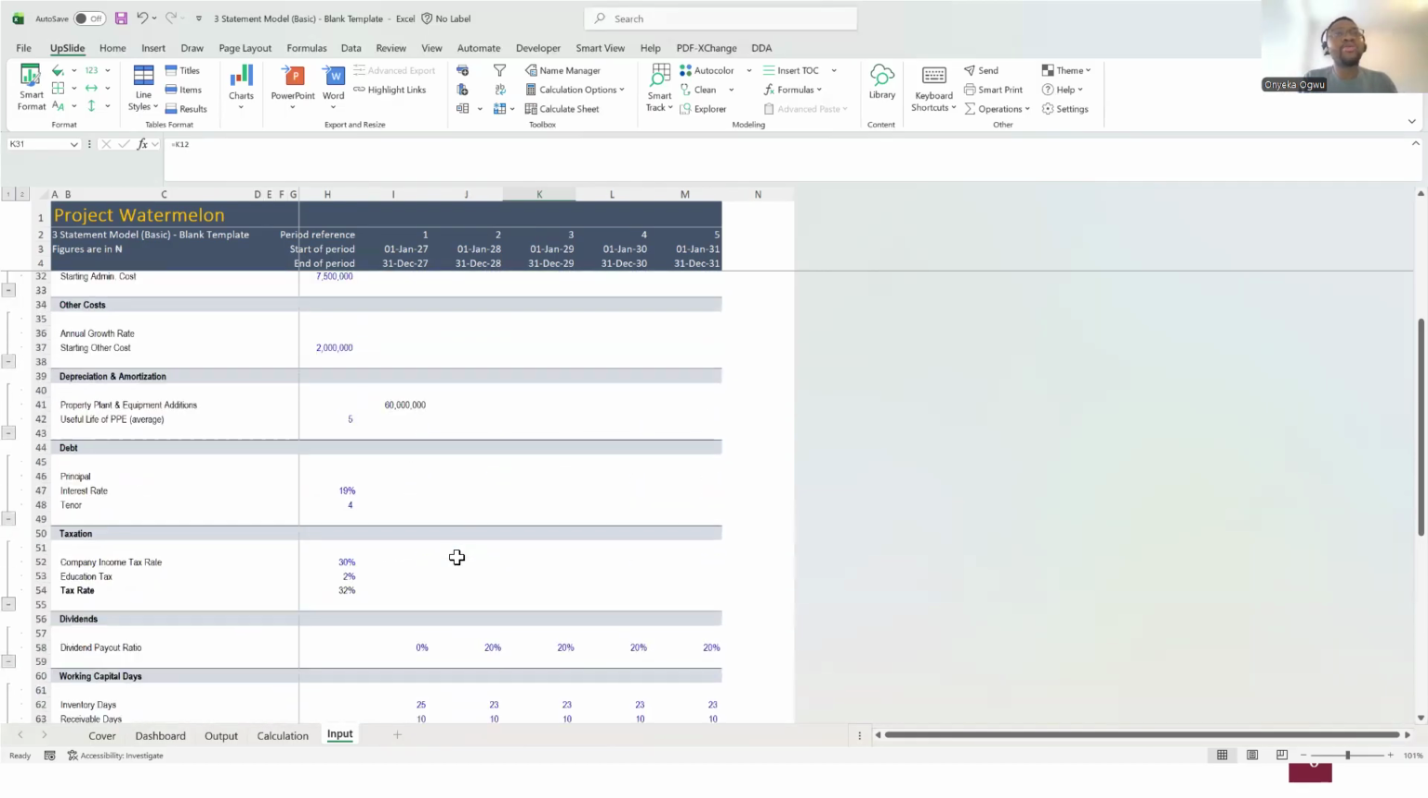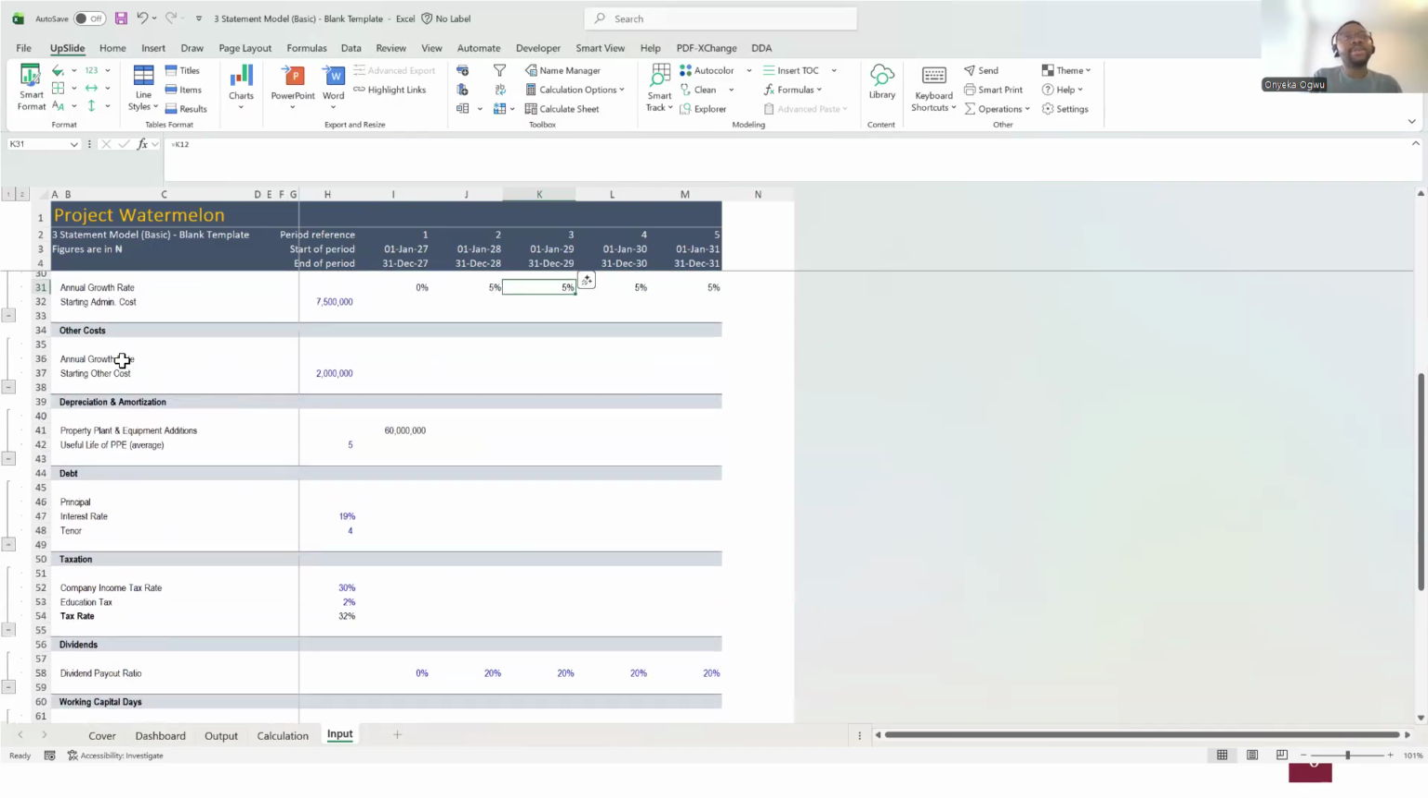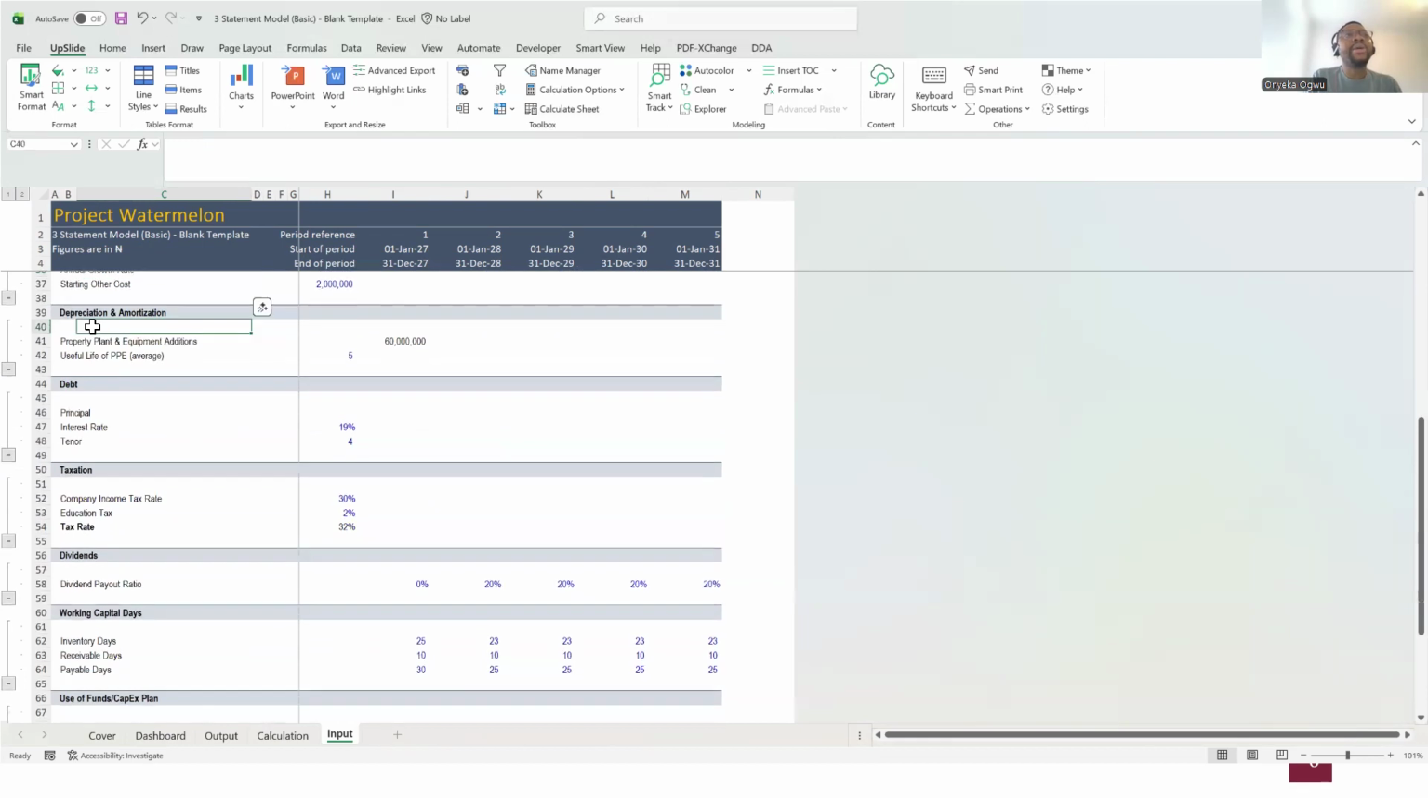So let's quickly run through the other assumptions. Same thing for annual growth rate, I mean, cost of sales. But I'll leave that. The last two I would like to talk about is depreciation. Right now, depreciation. Who can explain depreciation to a non-accounting person? Anybody?